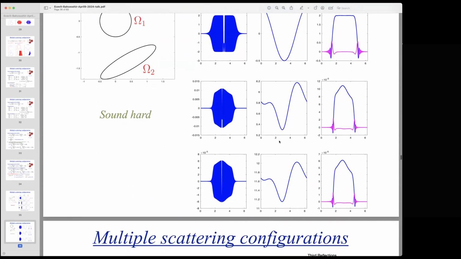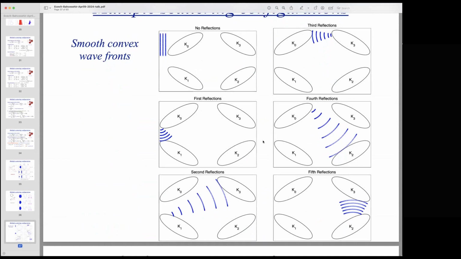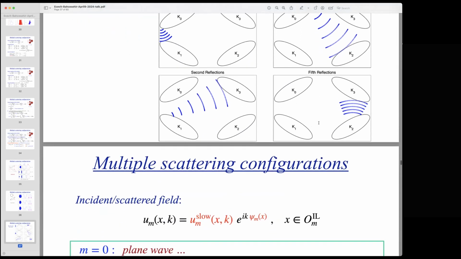These are similar plots for the sound-hard problem. The observation here is that under certain geometrical assumptions, the associated waveforms, this is your plane wave in the first plots, then you consider a certain sequence of scattering obstacles in this particular configuration. As you see, all the waveforms are convex. These are computed using some Fourier series and so on, and are quite exact up to 10 digits.